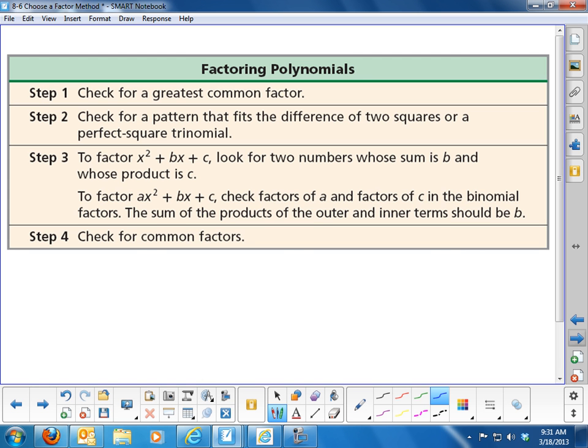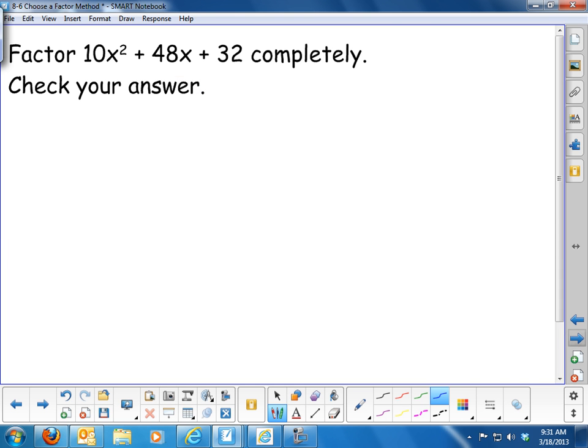If there's not a difference of squares or a perfect square trinomial, you go on to step 3, which is factoring x squared plus bx plus c or ax squared plus bx plus c. That's when the a is not a 1. So we've learned that a couple days ago. And then last, before you circle your answer and say you're finished, you want to make sure there are no other common factors. You want to make sure your answer is fully factored.